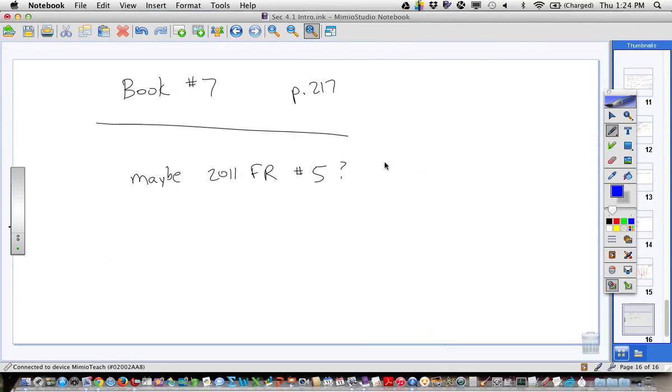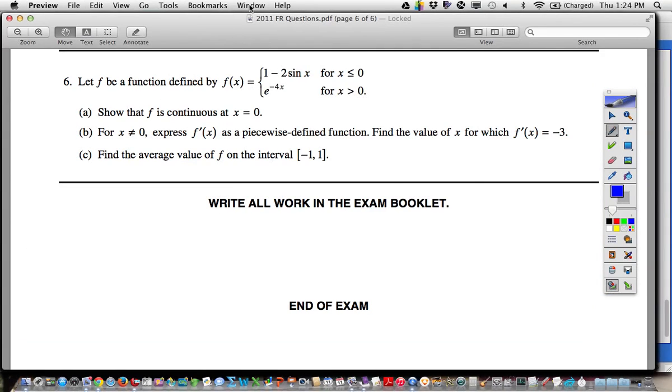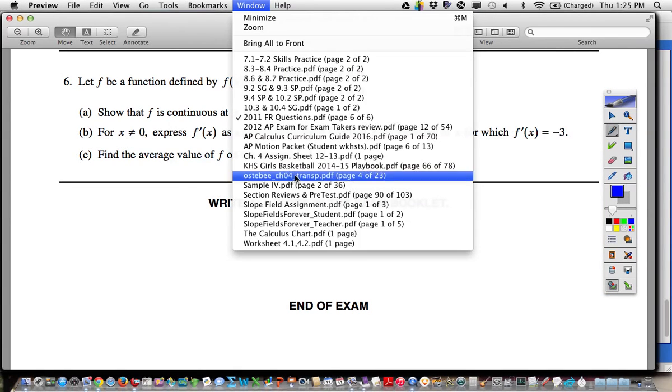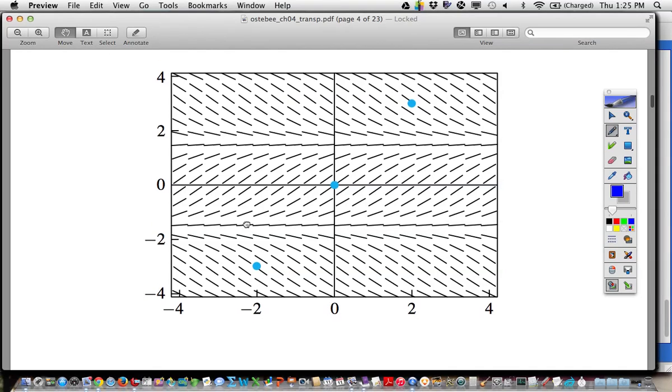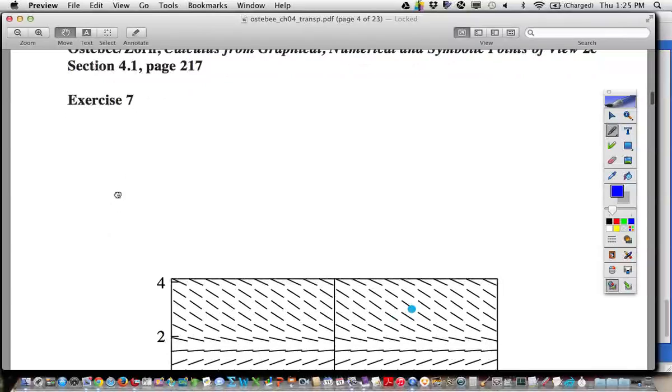But let's take a look at problem number 7. This is on page 217. And all right, here I believe is problem number 7.